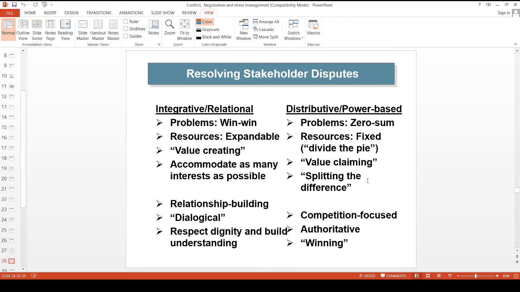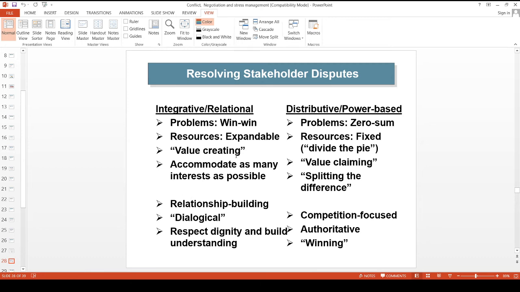Similarly, resolving stakeholder disputes may have different approaches. Some of the approaches we have already discussed, like the integrative and relational approach, in which the problem is win-win. We try to have a win-win sort of situation, where a compromise is made by both of the parties, and we have a situation which may be acceptable to both of the parties.